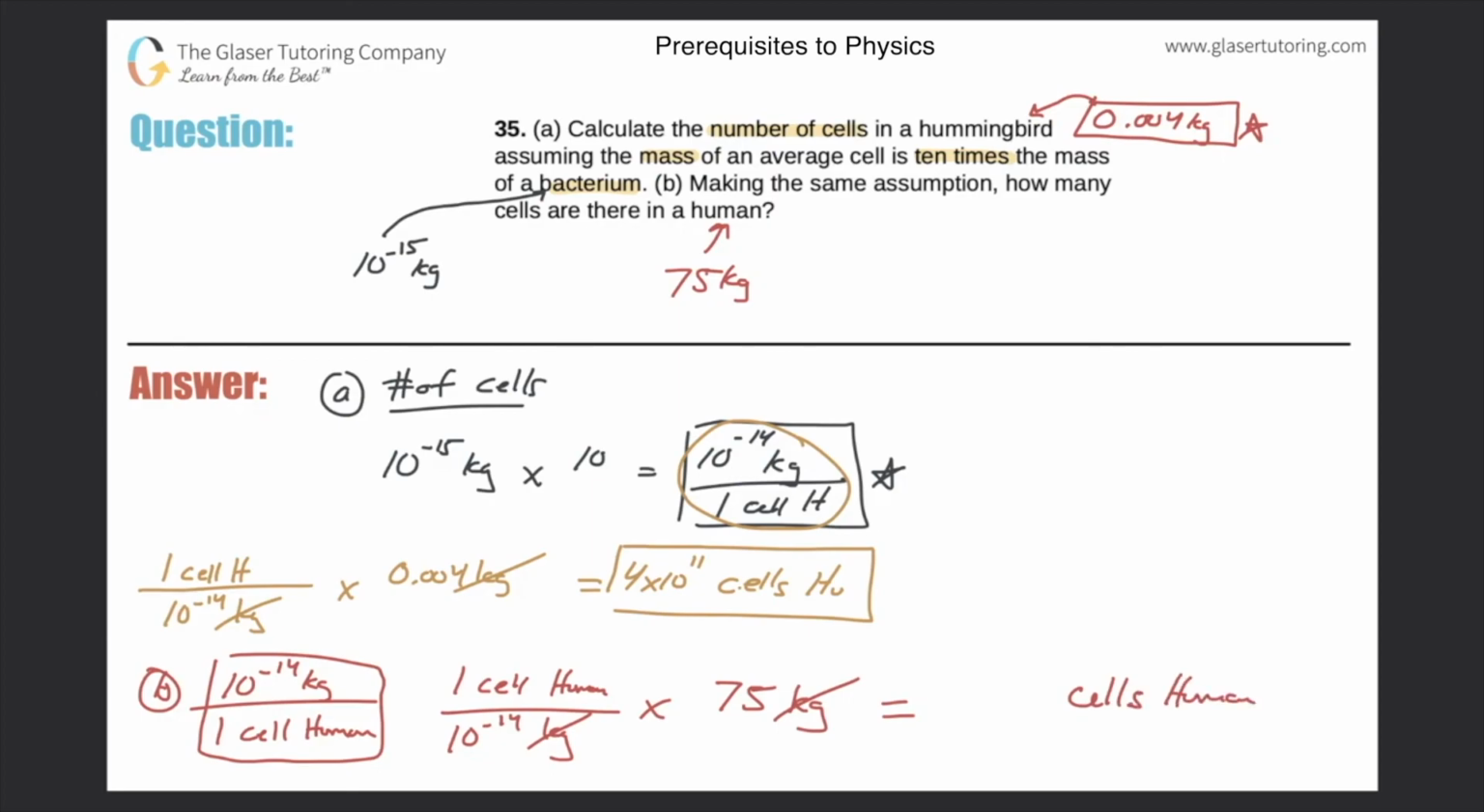And now all I need to do is the math. 75 divided by 10 raised to the negative 14. And this comes out to a tremendously large number. It works out to be about 7.5 times 10 raised to the 15. So that would be the approximate number of cells in a human.